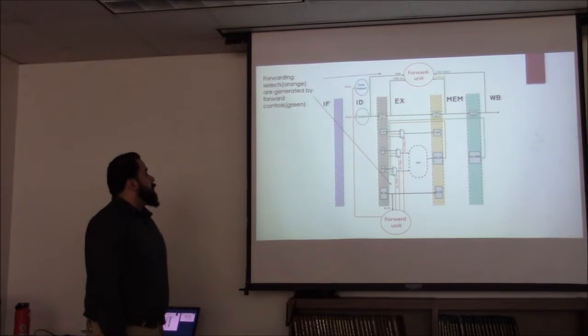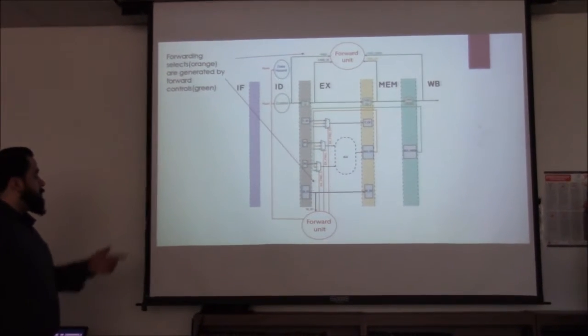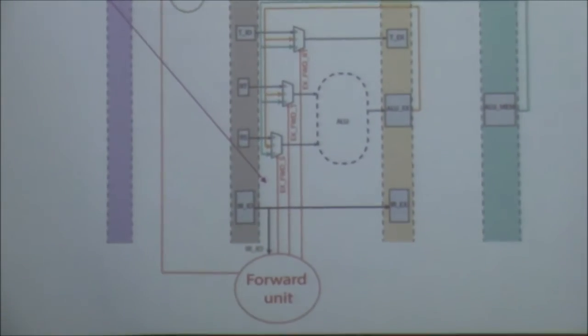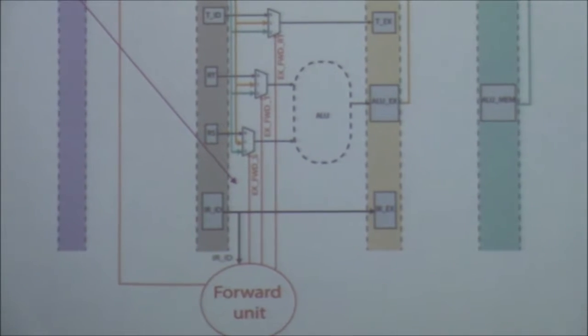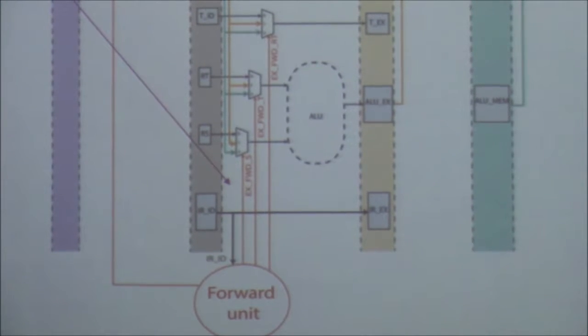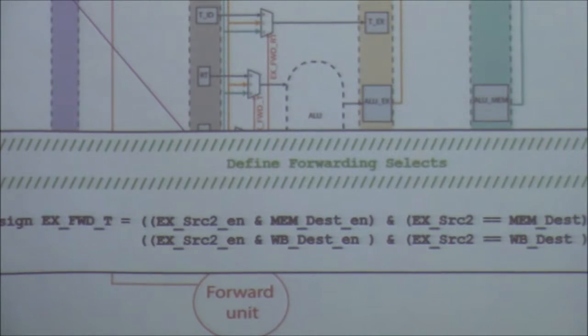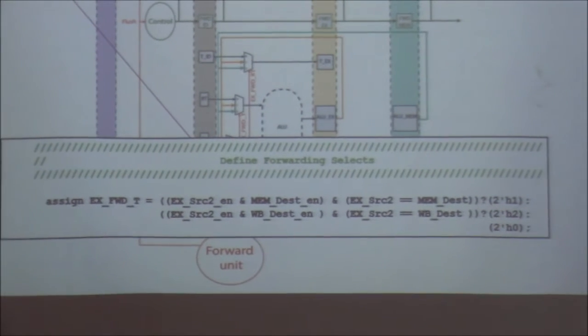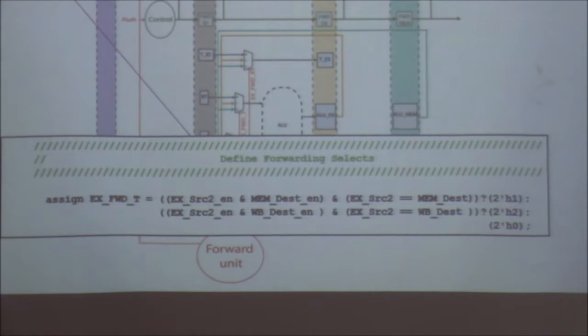Now the forwarding unit generates the selects, and you can see here on the orange line, you can see that there. And they're generated by the forwarding control. And those are the green lines coming from the control. This is the Verilog on how those selects are generated. You get the source operations from the execution, and you compare those with the destination operators of both the write-back and the memory stage. And if the conditions are met, they set the flag to high.